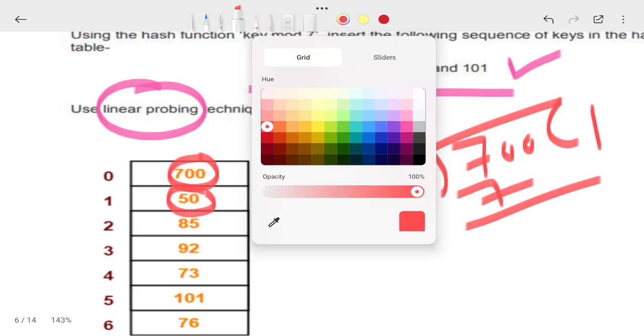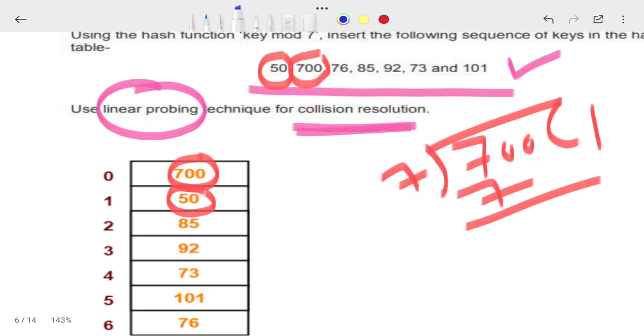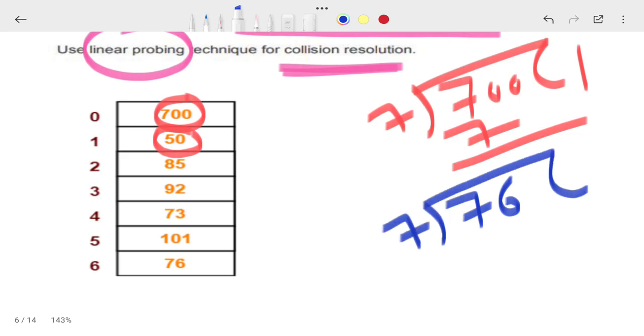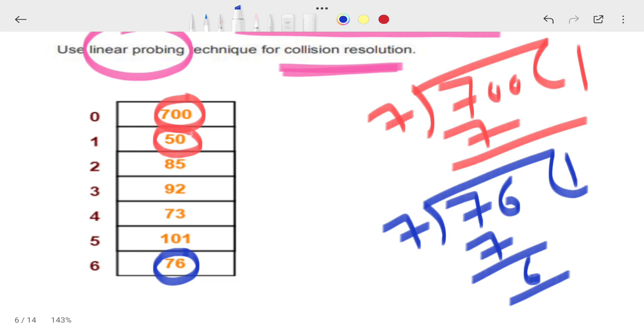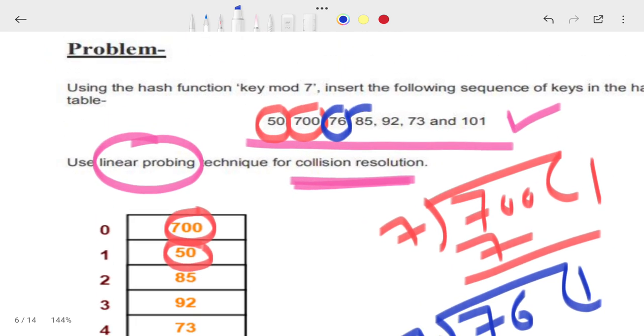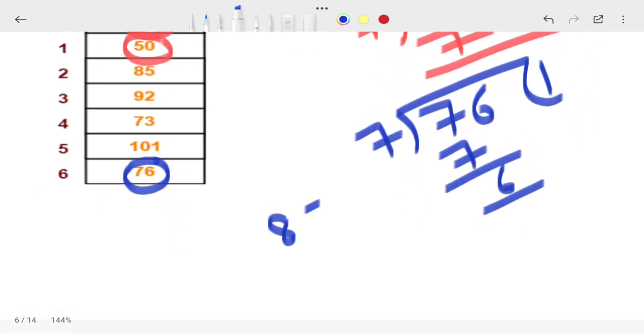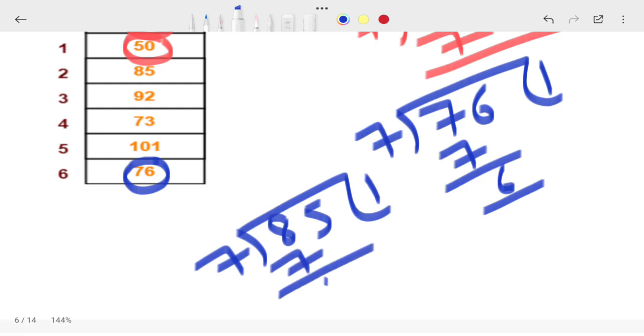Now next, what is the next? I am using another color. 76 divided by 7. 7 1s are 7, remainder is 6. So at 6 I will place 76. Done. Now next is 85. So what will you do? 85 again divide by 7. 7 1s are 7, 15, 7 2s are 14. Remainder 1.